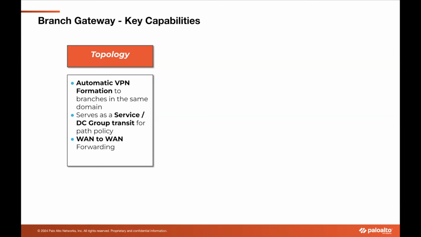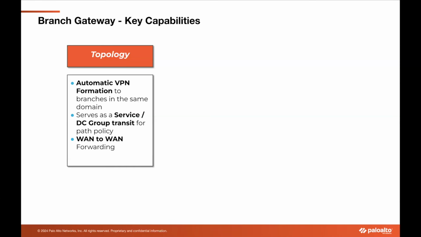Once you turn a branch into branch gateway mode with the one-click setting, that branch gateway then becomes a regional hub and forms a VPN to every single other branch in that domain. You can alternatively form manual VPNs to other locations outside of that domain if you wish, but the automatic portion is for branches in the same domain as the branch gateway.